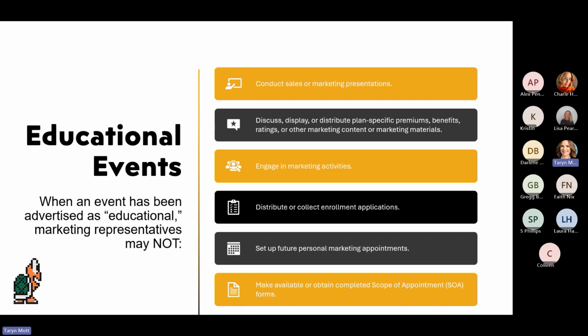So you need to hand out the business reply card, and then that's as far as it needs to go. You cannot make available or obtain completed scope of appointment forms. So if you're in an in-person educational event, I always like to give away pins, and we have those. If you work for us and you do those, we'll get you some. And you can use a business reply card, and it's optional for them to fill it out. Otherwise, hand out your card and they'll call you if they would like to.